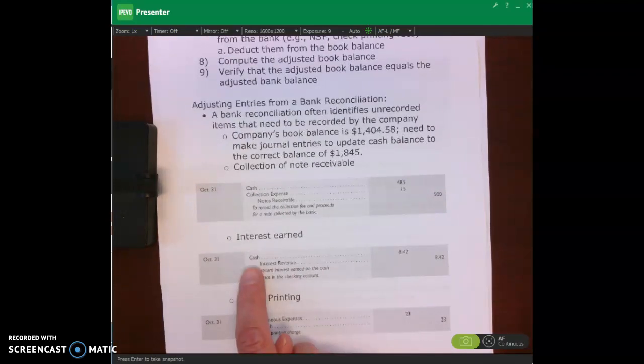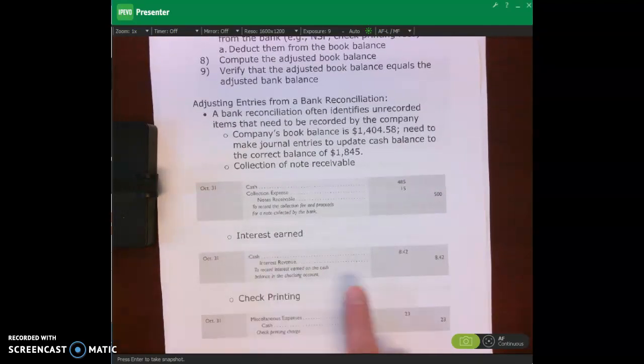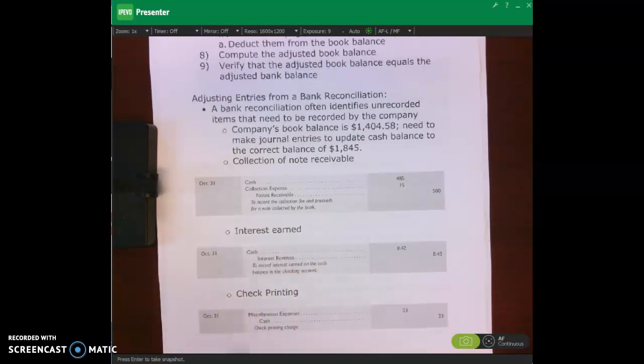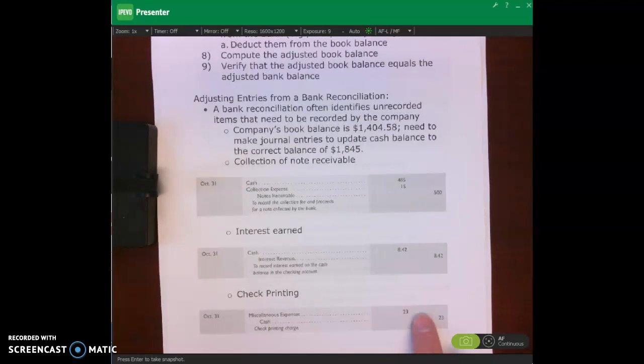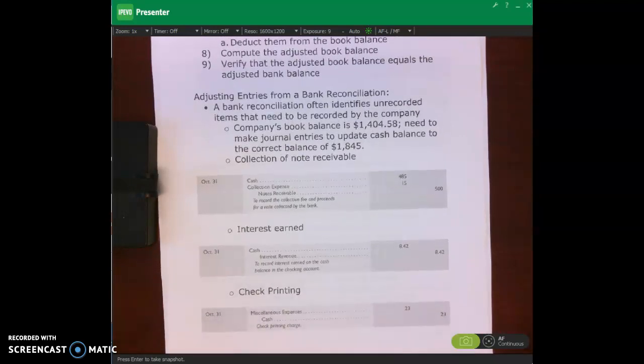And then what we have is our interest earned, debit cash, credit interest revenue, and again we got that from our bank statement. And then what we have also is our miscellaneous expenses, $23, debit miscellaneous expenses for $23, credit cash for $23. Okay, and then again we got that from our bank statement. We would see that in our bank statement.